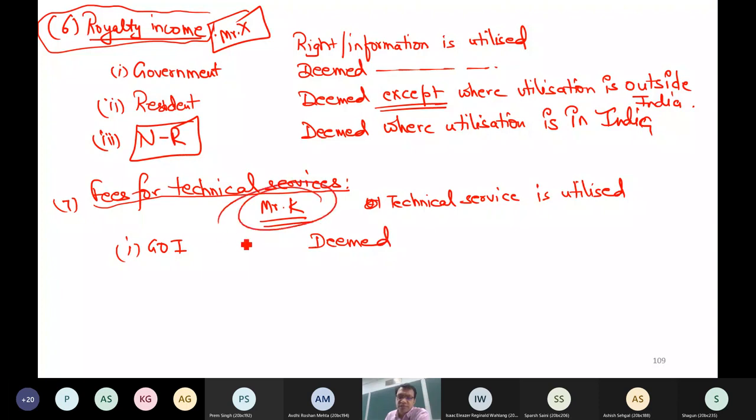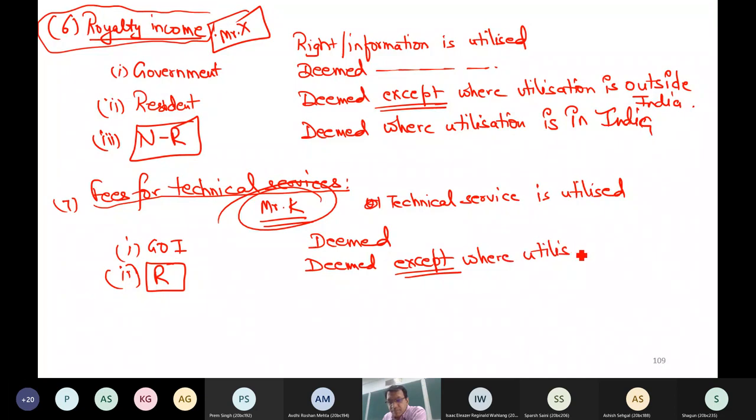So Mr. X will pay the tax. Does not matter who is this Mr. X, Mr. K, ROR, RNOR, or NR. Similarly, if the recipient of my technical service is a resident person, always it is treated as income deemed to accrue or arise in India, except in one case. Can you tell me what is that one case? Except where utilization of this technical service is outside India. In that case, it is not treated as deemed to accrue or arise.